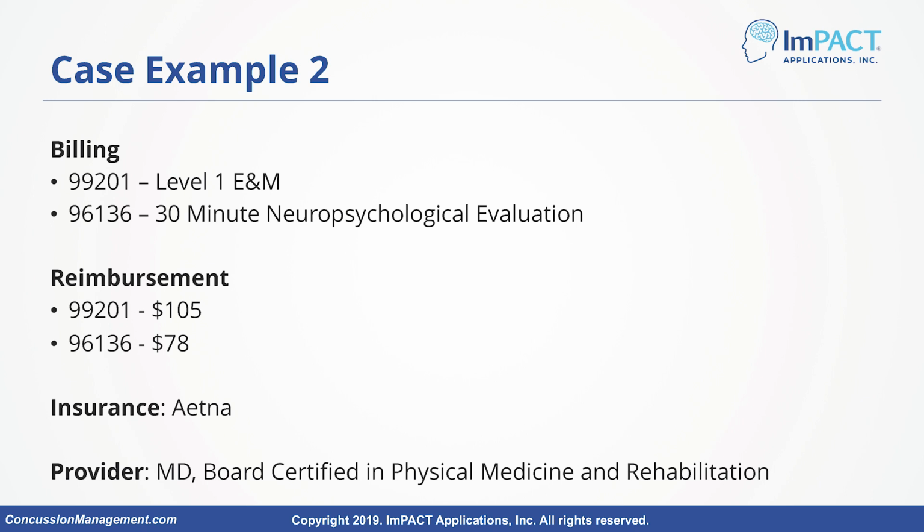She was also billed 96136 for a 30-minute neuropsych evaluation. Reimbursement under 99201 and 96136 was $105 and $78 respectively. The insurance was Aetna, and this again was provided by a medical doctor with board certification in physical medicine and rehabilitation.